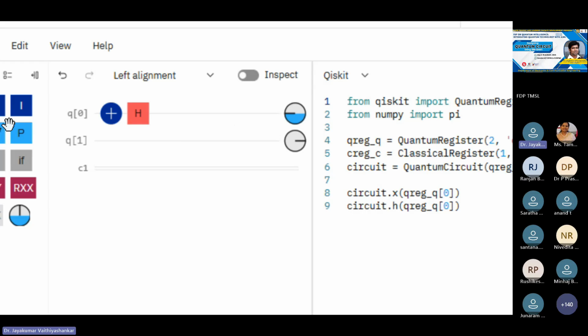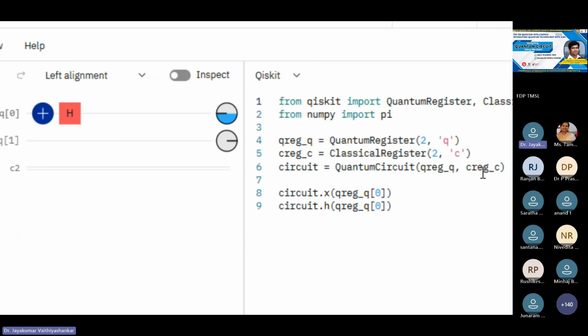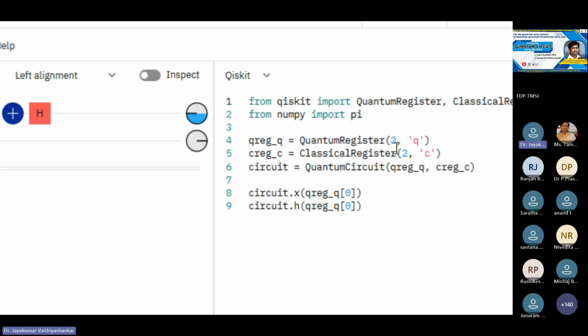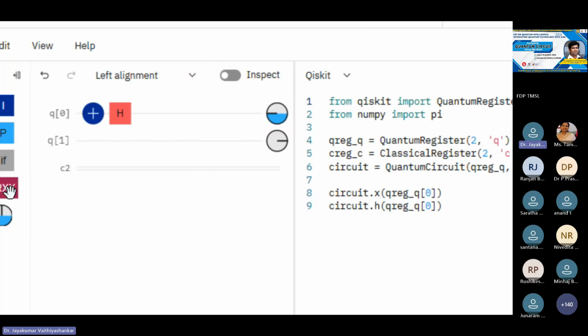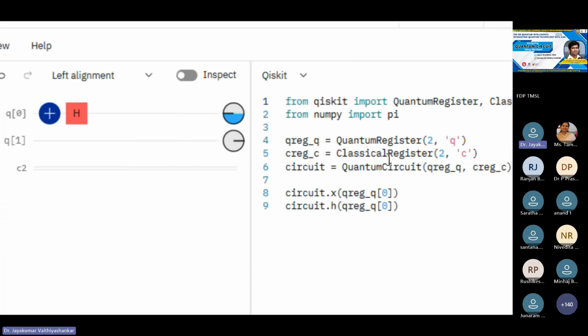In the same way, you can create one more classical bit. Now both quantum and classical become equal to 2. So this is how you can learn from this composer. The composer is very, very easy if you want to learn graphically. It will generate the equivalent Qiskit Python code for you.